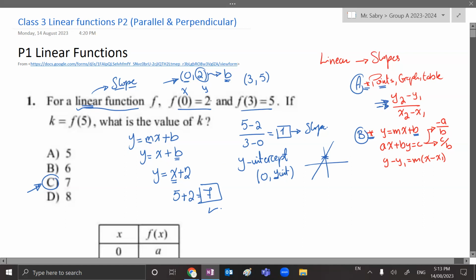F of 0 equals 2, it means when x was equal to 0, y was equal to 2. So this is a point. And here when x was equal to 3, y was equal to 5. They want to know what is the value of k if f of 5 is equal to k. So how can I find f of 5? I need to know the f of x, the function itself, which is, because it's a linear function, f of x equals mx plus b.